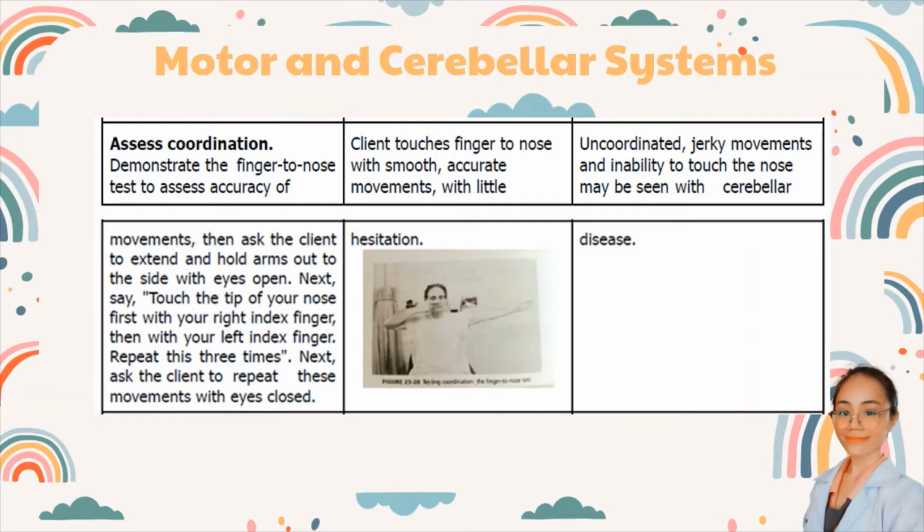For the normal findings, the client will be able to touch their finger to nose with smooth, accurate movement with little hesitation. For the abnormal findings, there would be uncoordinated, jerky movements and inability to touch the nose, and may be seen with cerebellar diseases.